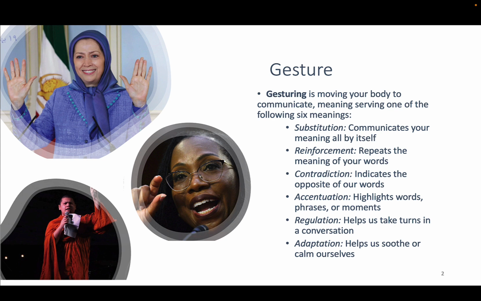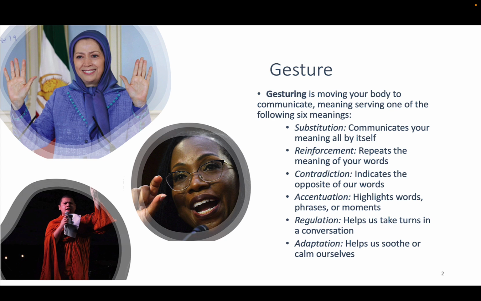Gesturing is a critical part of nonverbal communication. It's moving your body, usually your arms, hands, or head, to communicate meaning. Gesturing serves one of 6 functions. Substitution. This communicates your meaning all by itself. You know what flipping the bird or flipping someone off means, right? Yeah, that's substitution. You don't have to say a word. The other person knows exactly what you mean. Just don't do that in a speech.